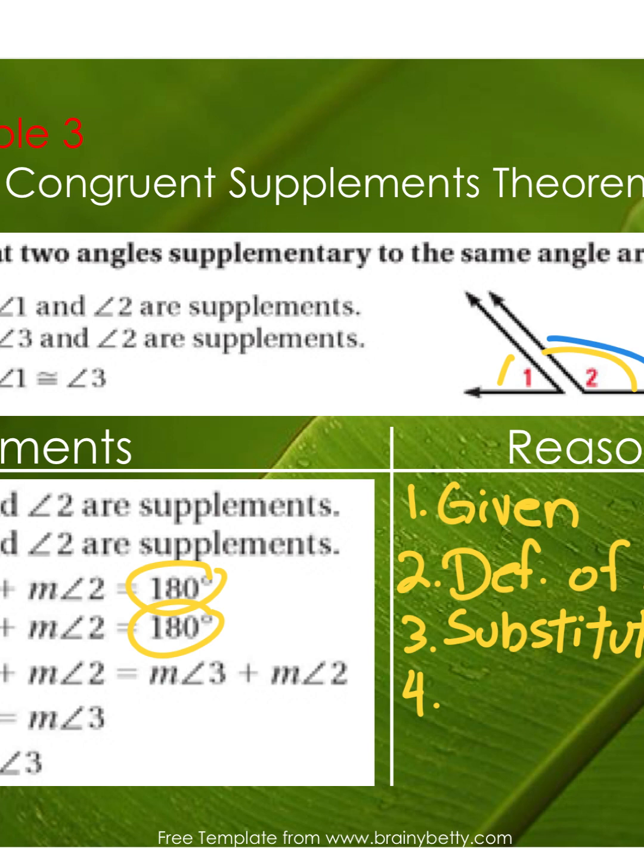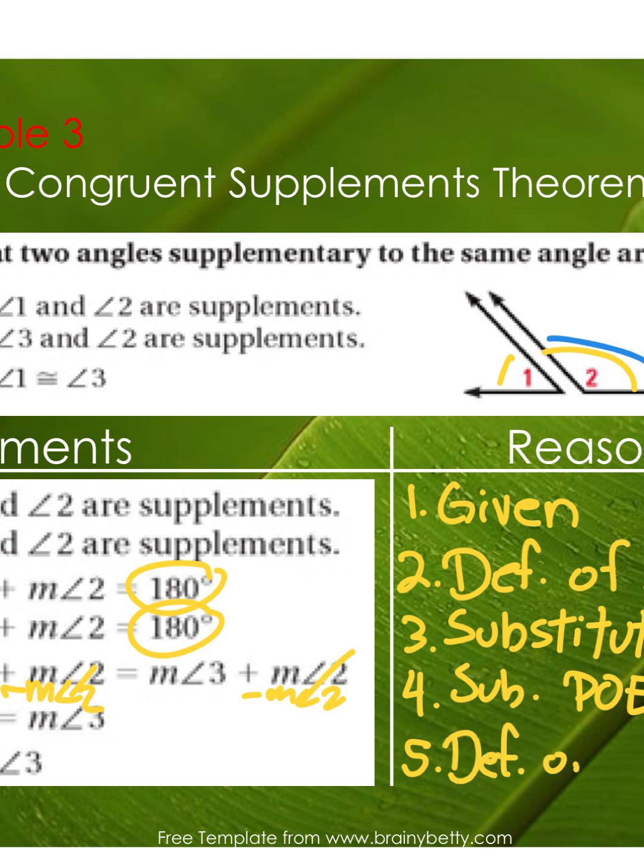Now for step 4, we have the measure of angle 1 equals the measure of angle 3. The way we got there was by subtracting the measure of angle 2 on both sides, and they cancel out. That is the subtraction property of equality. And lastly, we get to angle 1 is congruent to angle 3. That is the definition of congruent angles.